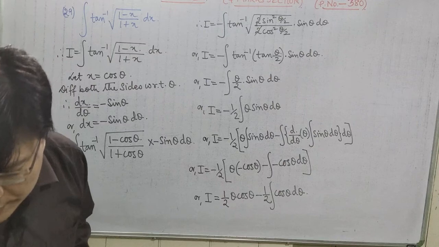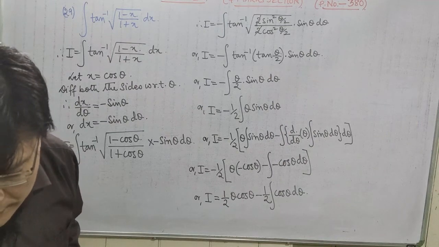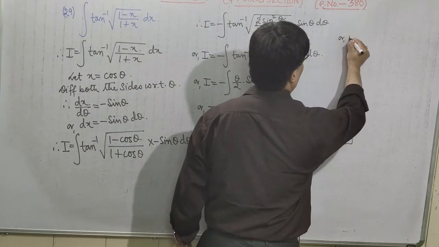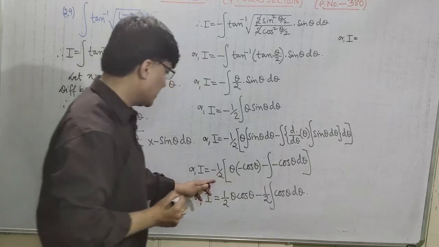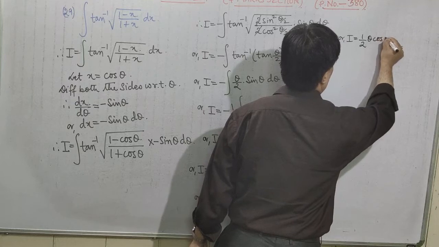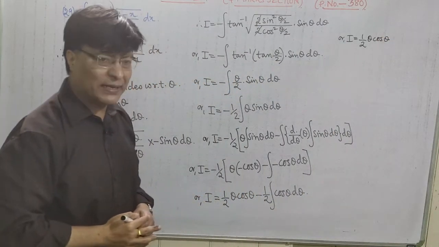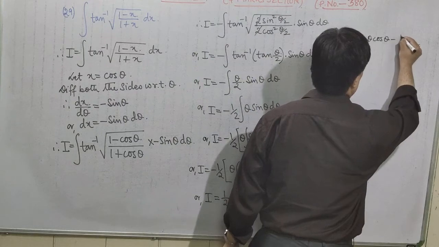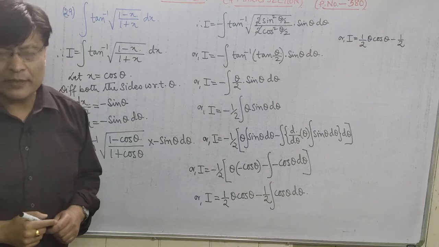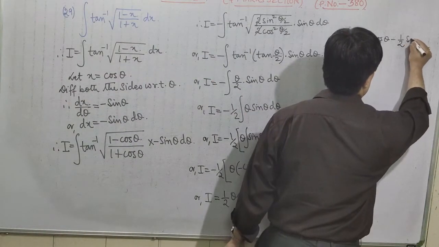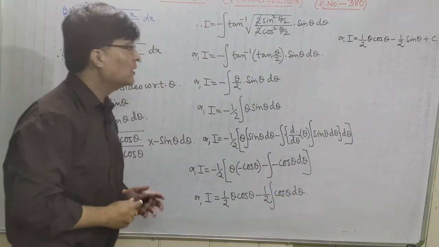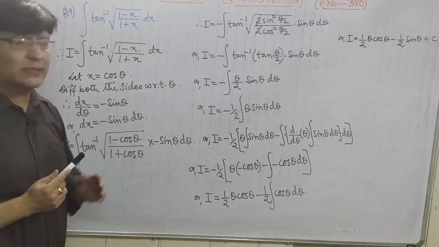So I think you have understood it. Now in the next step, let us simplify it. I is equal to, what do we write? Half theta cos theta, that is the first term, minus half into the integration of cos theta, that is your sine theta, plus c.